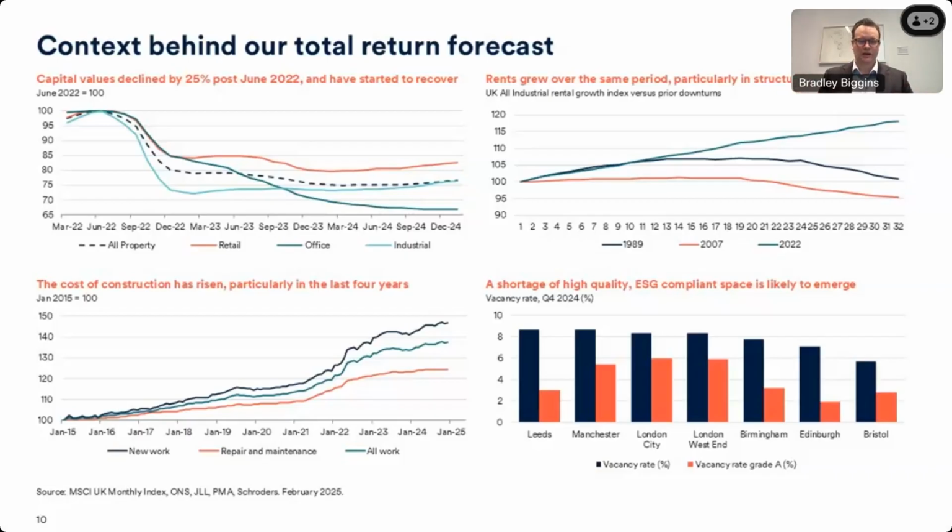And we see certain sectors such as multi-let industrial and retail warehouse, where we're largely invested, so 63% of the fund is invested there. We see potential for capital growth coming through, driven by that rental growth.